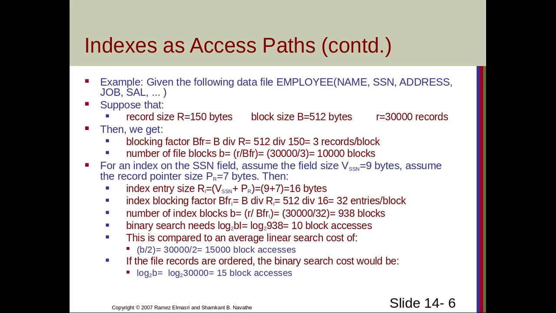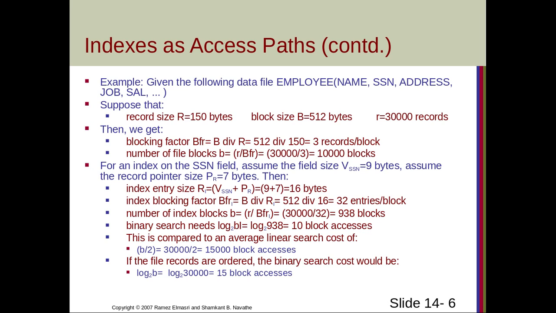So here, as it is a dense index, for these 30,000 records you should have an index entry for each record, and that means for 30,000 records you need 30,000 index entries.